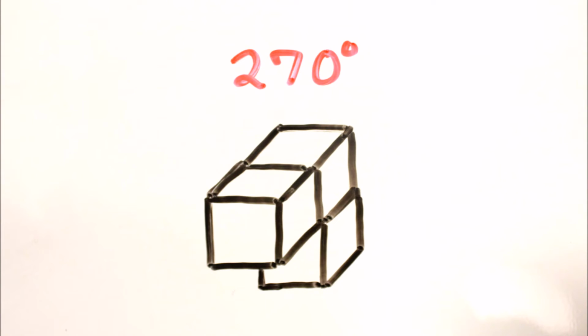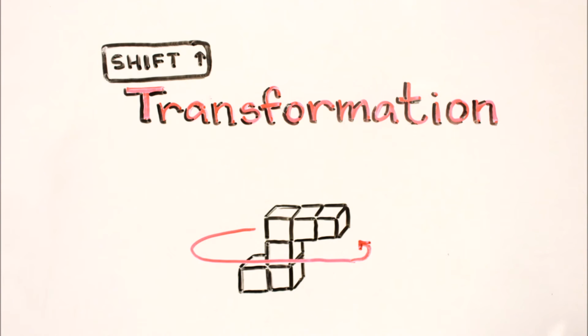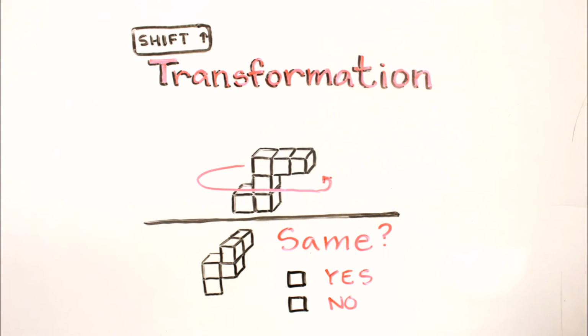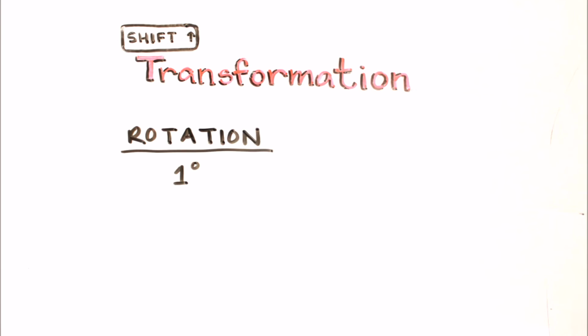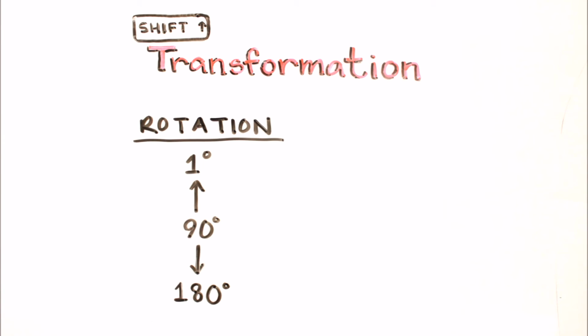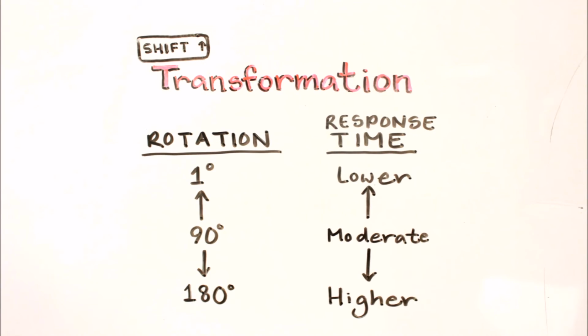An example of shift transformation is Shepard and Metzler's cuboid objects. In this experiment, you are given different cuboid objects with another one pictured underneath. Then the person is asked if the image below is the same as the image above, only rotated. The larger the degree of rotation between the first and second objects, the longer it would take for the participants to answer, as if they were taking time to literally rotate the objects in their head.